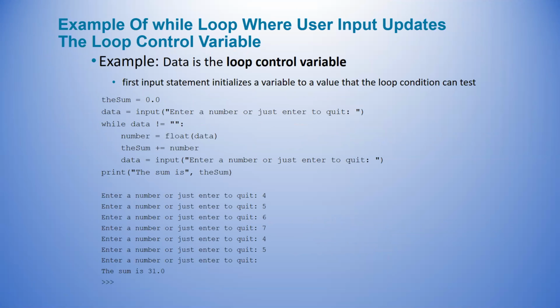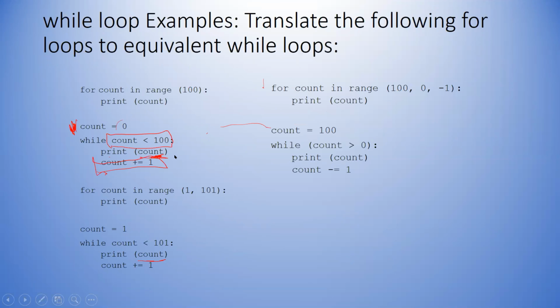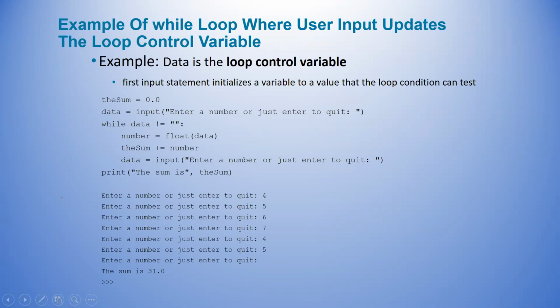Okay, let's look at another example. Most often, these are still definite loops, because they run a definite number of times, right? So in that sense, a while loop is exactly the same as a for loop. But this example will show you why we say a while loop will let the user decide when to stop. So let's look at this example.